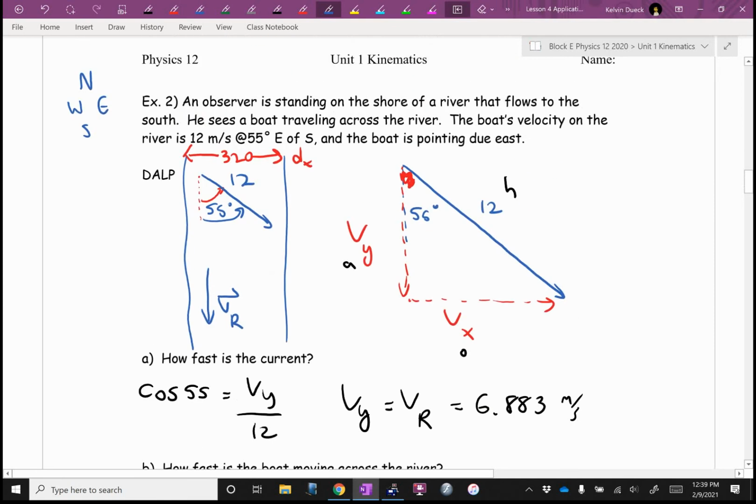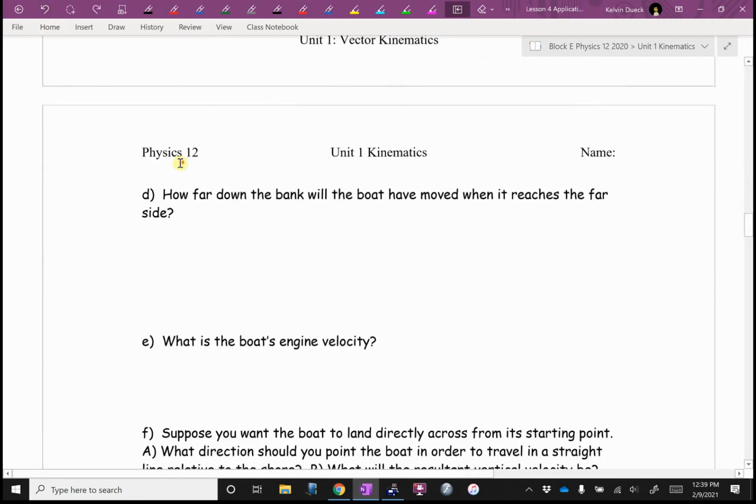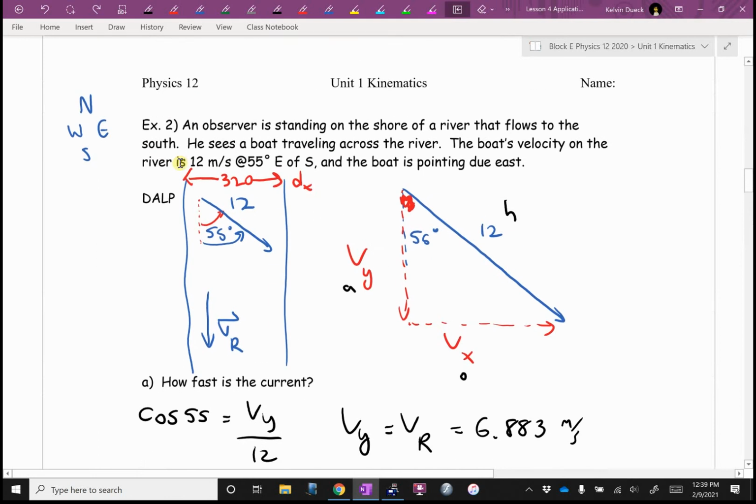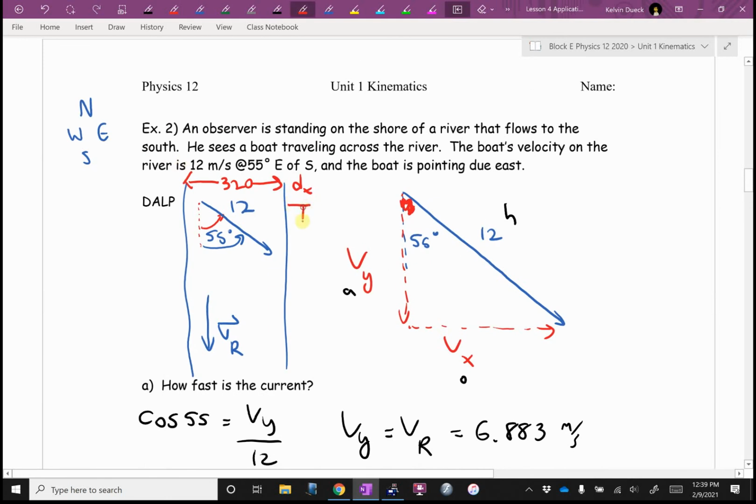Now, the disadvantage with doing it this way is this boat's going to end up drifting a long ways down the river, and if this is where the people are trying to get to, they're then going to have to schlep their way back. Who wants to do that? So, part D, what does it want me to find? A vertical distance in this case. If you don't like x and y, you could call it d south or d north or d east or whatever works, but I'm lazy. x and y works for me, and I can keep it straight from calculus notation because I know I'm not doing calculus in physics 12. Go figure.